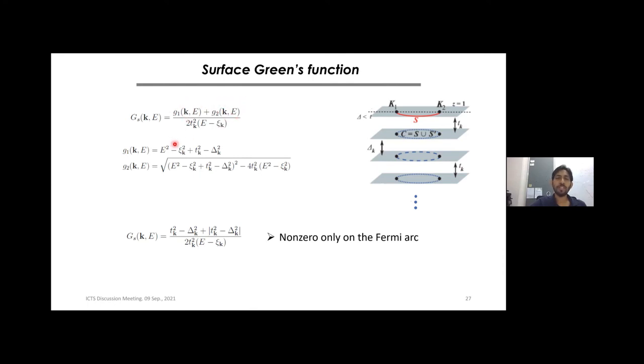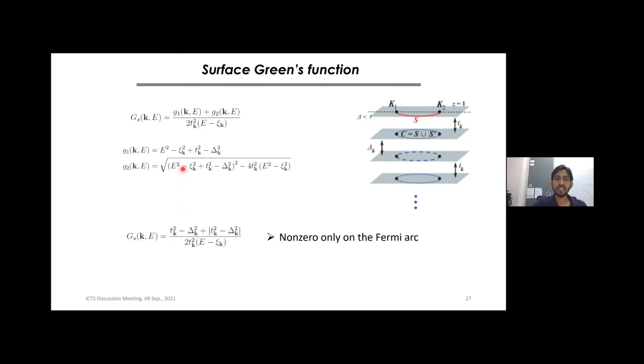And the numerator expressions are given here. And these two factors in the numerator are actually very important because this is what actually gives us the Fermi arc. Why? Just think about going to the pole. On mass shell, you put E equals Ik. At the pole, the moment I put E equals Ik here, this gives me Tk square minus delta K square.